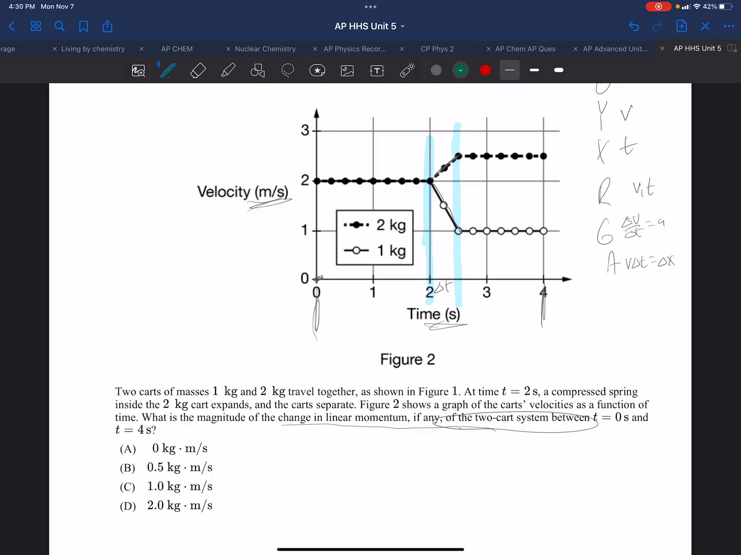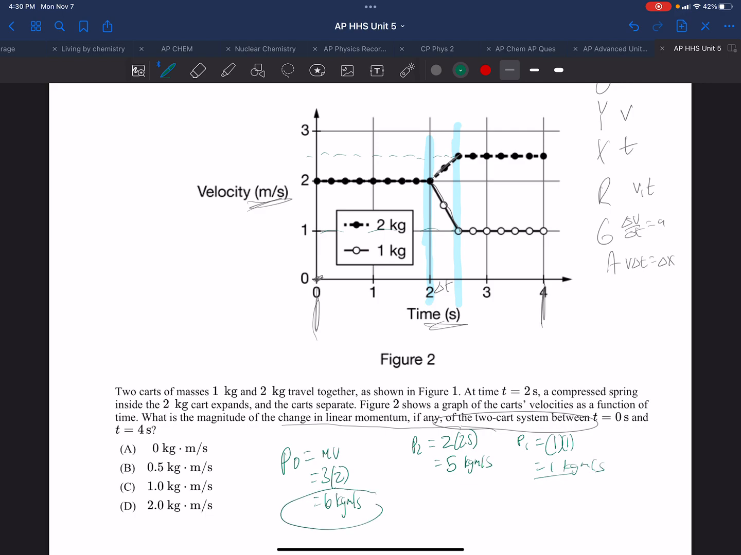So we have our initial momentum, which has a mass of 3 kilograms, and the velocity is 2, so we have a total momentum of 6 kilogram meters per second. And afterward, we have the momentum of the 2 kilogram cart, so that's 2. And that momentum we see now is 2.5. So that is 5 kilogram meters per second. And the momentum of the one car is its mass, which is 1, times its new velocity, which is 1. So it has 1. So we have 1 kilogram meters per second.